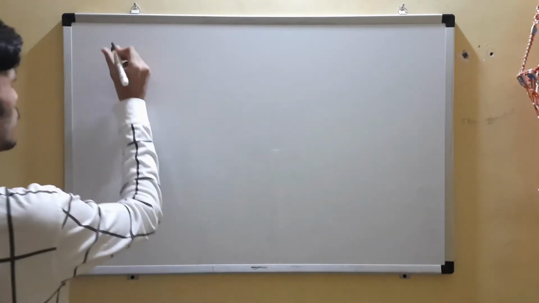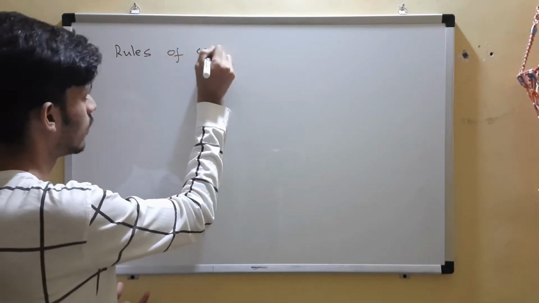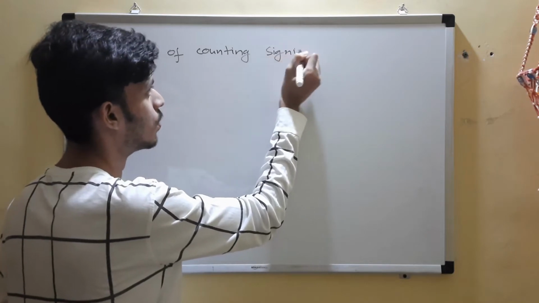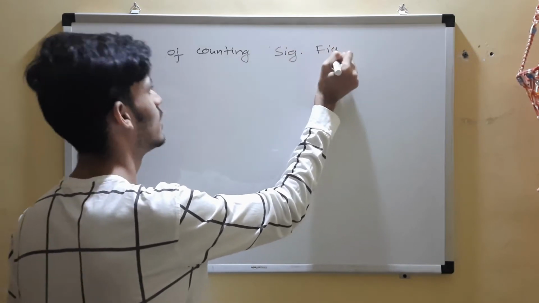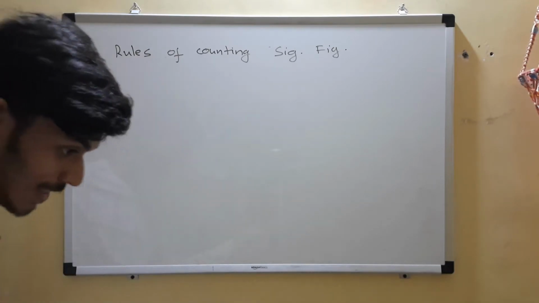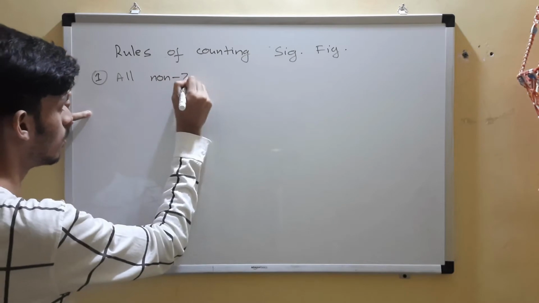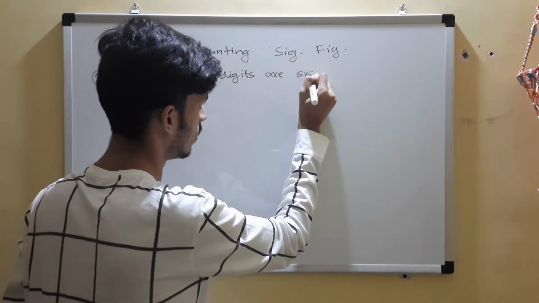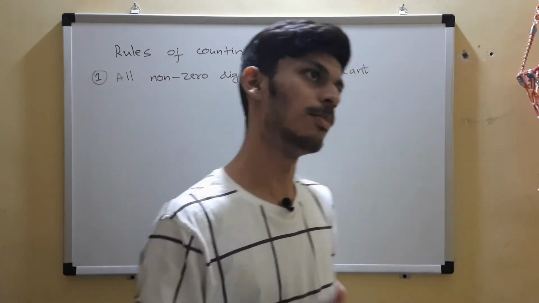The rules for counting significant figures. You want to count how many significant figures are there in a particular number. I'll use the short form sigfig, which means significant figures. So rule number 1: all non-zero digits are significant.